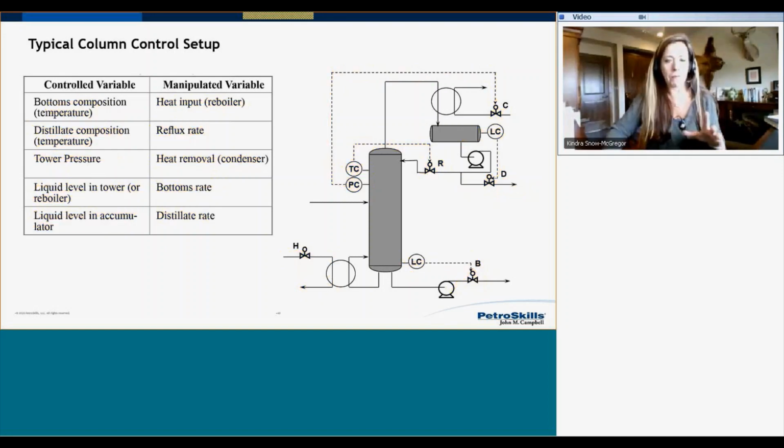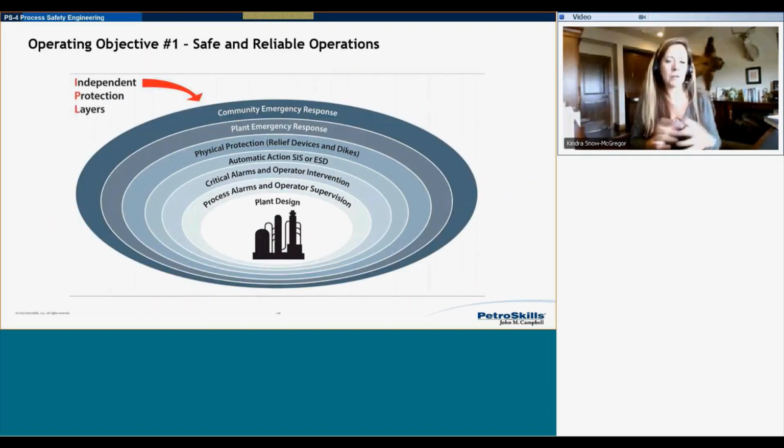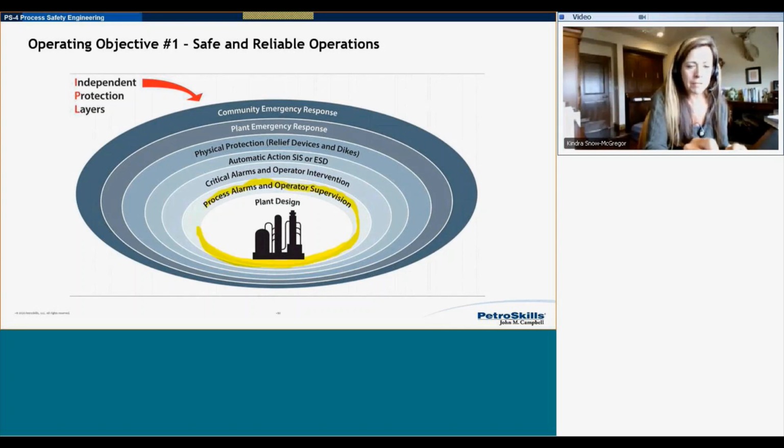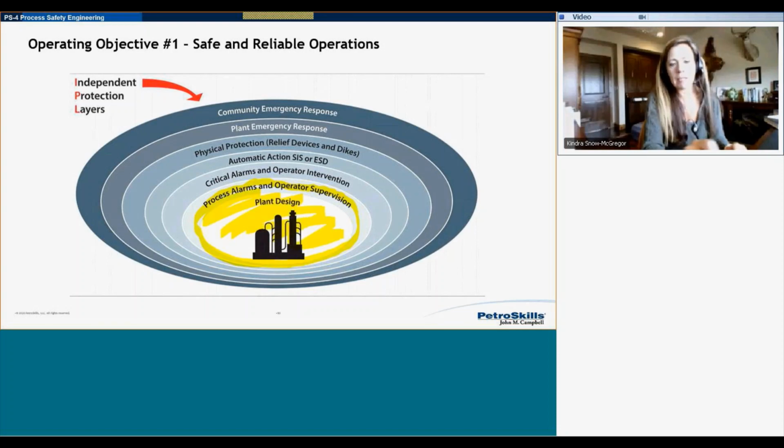In terms of my operating objectives, now that we took a quick look at the controls, really the first operating objective is safe and reliable operations. And so remember, I want to keep my facility in this area, right? So just safe and reliable operations, that's operating objective number one.